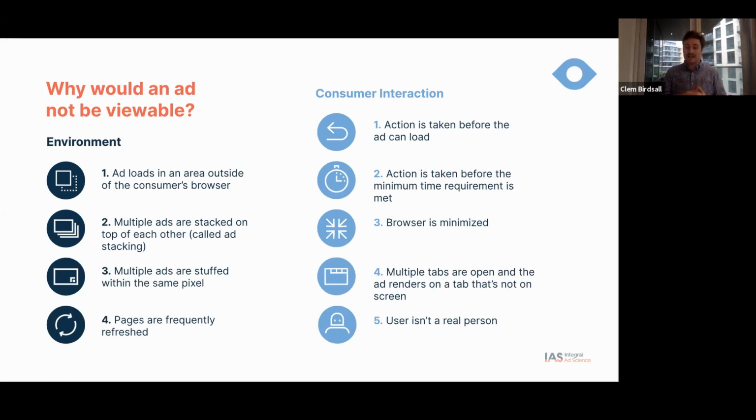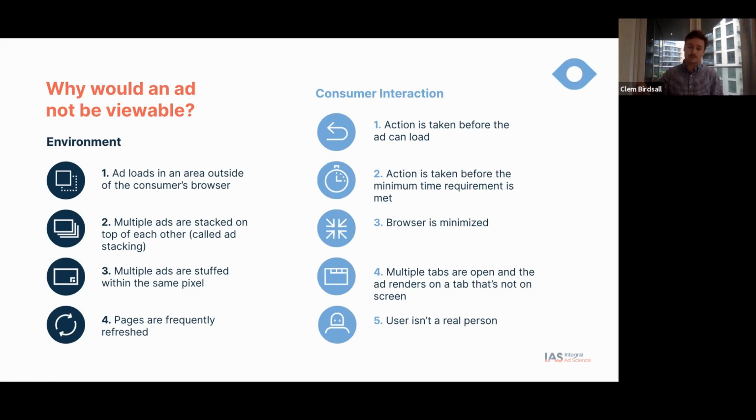There could be multiple ads stuffed within the same pixels, or the pages are refreshed so quickly that the ad never fully loads and renders on the screen. From a consumer standpoint, if you've got, say, the 970 by 250 at the top of a page, and a user scrolls down before that second has passed, or before that ad has even loaded, that ad is not going to be seen. If the browser gets minimized before the ad has a chance to load as well, again, that ad is not going to be seen, but the ad call has already been made. So an ad's going to be delivered back, but never be seen.